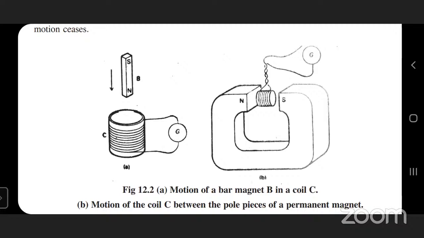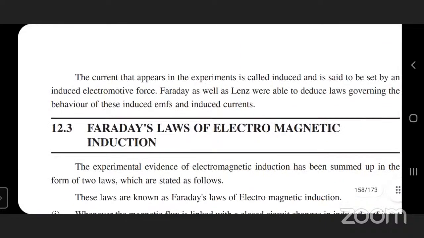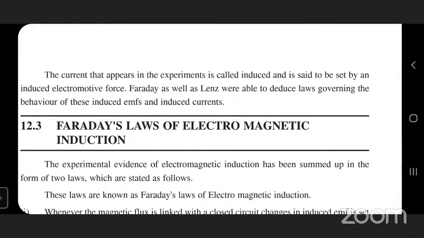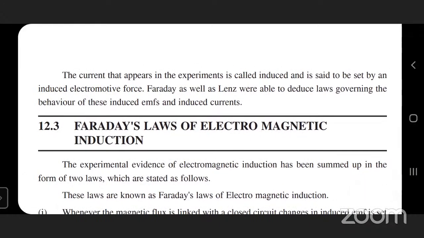Next, what is the other figure? A standard fixed permanent magnet is there. The previous figure had a bar magnet that you move in and out of the coil, whereas in figure B there is a permanent magnet and a coil, and the coil is connected to the galvanometer. In this also, you can easily observe the current that appears in the experiment, which is called the induced current, set up by an induced electromotive force.